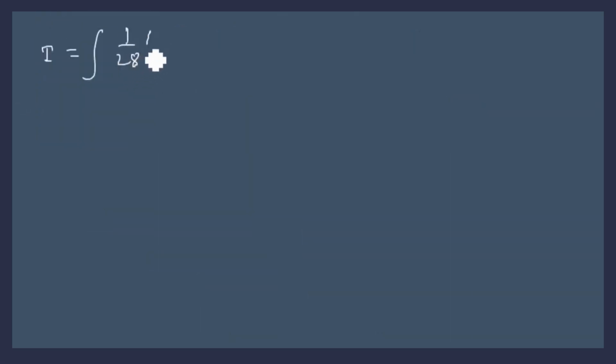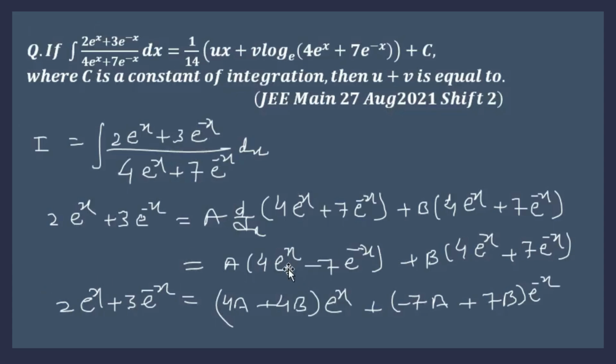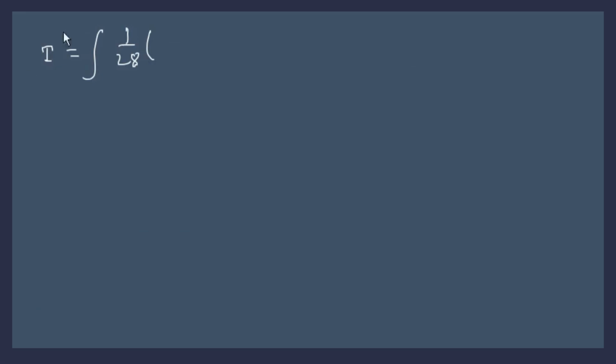Okay, and the derivative of this function is 4e to the power x minus 7e to the power minus x, plus b. So b is basically 13/28. So I write here 13/28.